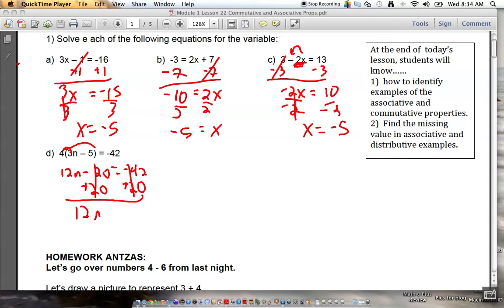Sorry about that. 12n equals -22. Divide by 12. And folks, unless it says to simplify, -22 over 12 is fine. You don't need to convert this to a decimal.